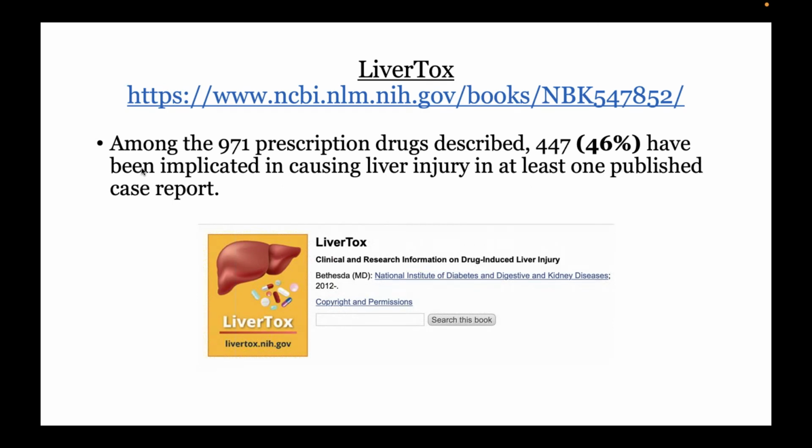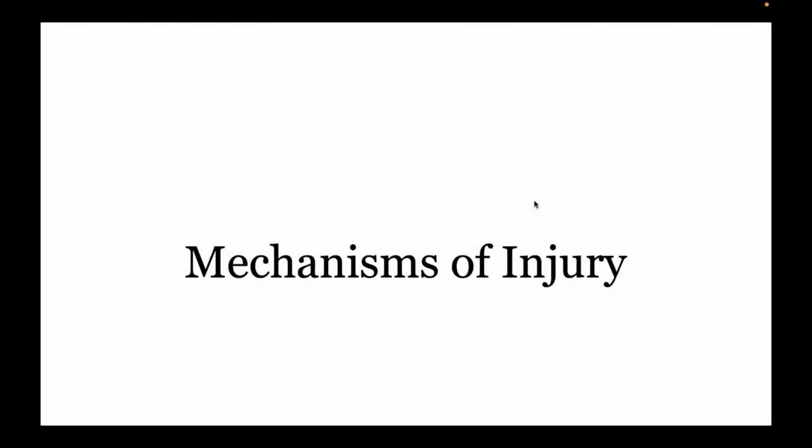Just to get this out of the way, obviously LiverTox is your friend. A very interesting statistic that I saw from LiverTox is that among almost 1,000 prescription drugs described, almost half of them, 46%, are implicated in liver injury, at least in one published case report. So there's no point in memorizing all the drugs that can cause it, because it's a 50-50 chance that it's going to cause liver injury. But it's important for us to realize how to tease that out.